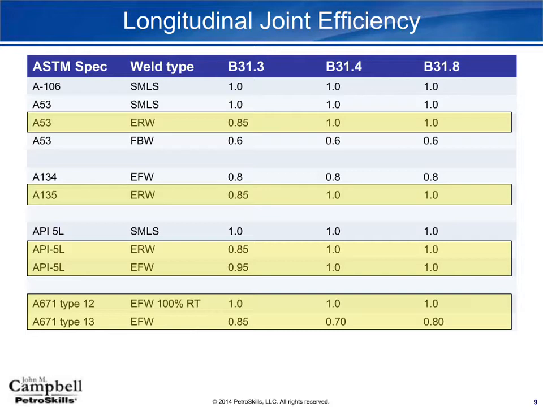So understanding where the joint efficiency is coming from and that the joint efficiency is not flat, it's going to vary based not only on the material specification, but also the design code that you're applying it for. So those two factors are very important when we start thinking about joint efficiency. And you can see at the bottom of the page here, I've picked out ASTM A671 type 12 and type 13. The reason that I did that was because of the subtle difference in the type designation that can result in a substantial variation in the joint efficiency across all codes.